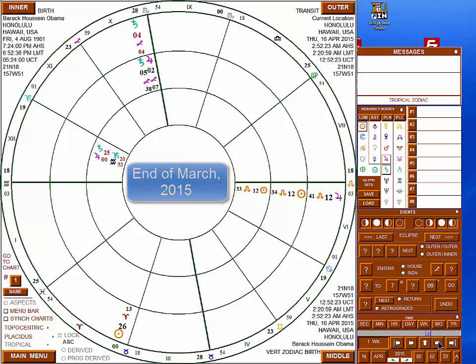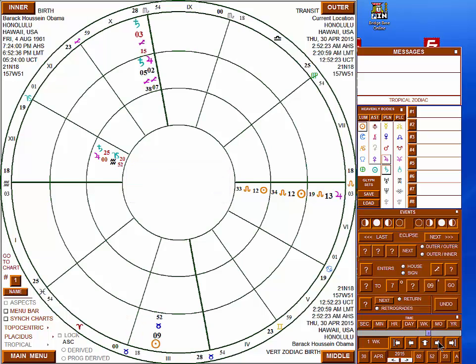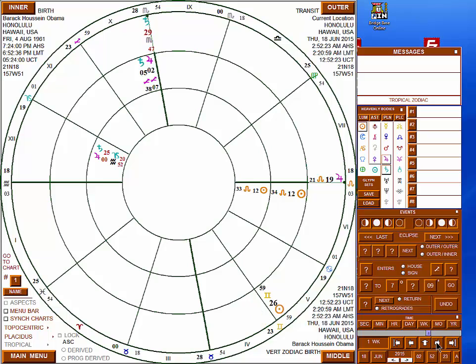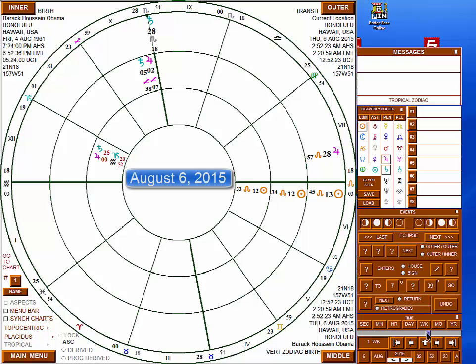It's going back over the vertical zodiac Jupiter around May 14. That's going back into the 9th house very briefly. And then it turns direct around August the 6th. That's right. And then it goes into the 10th house permanently.